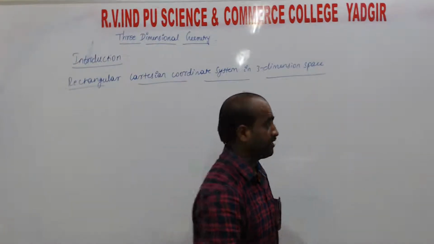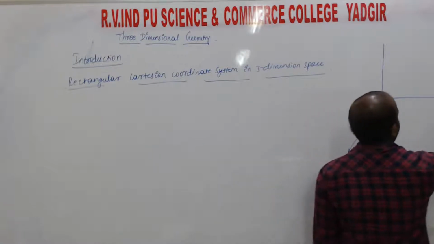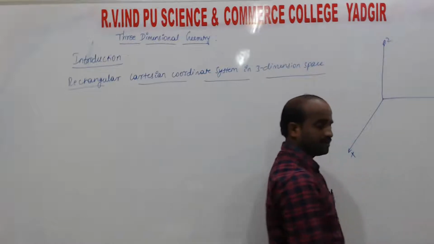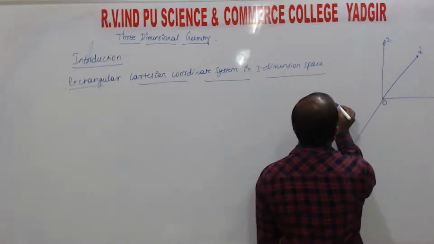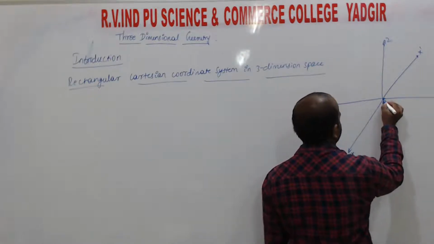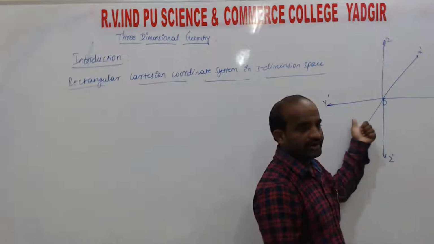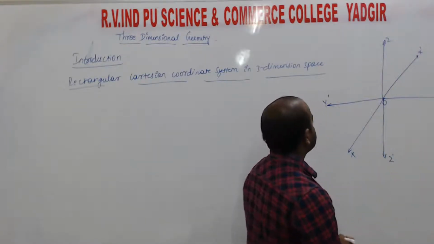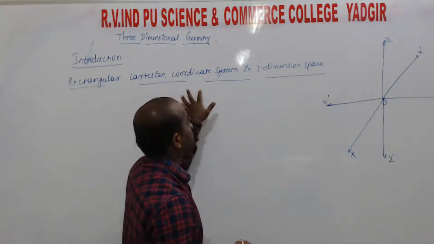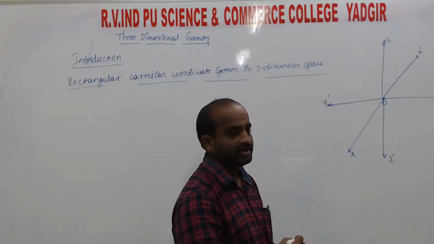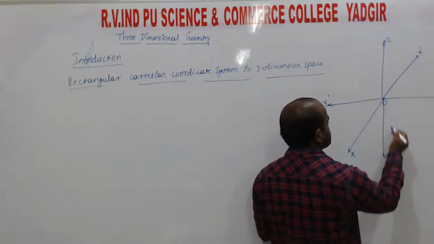First, you have to consider three mutually perpendicular lines, X, Y, Z, intersecting at the origin. Consider three mutually perpendicular lines XOX dash, YOY dash, ZOZ dash, mutually intersecting at the point O. These three mutually perpendicular lines are called rectangular Cartesian coordinate axes. The line XOX dash is called the x-axis, the line YOY dash is called the y-axis, and ZOZ dash is called the z-axis.